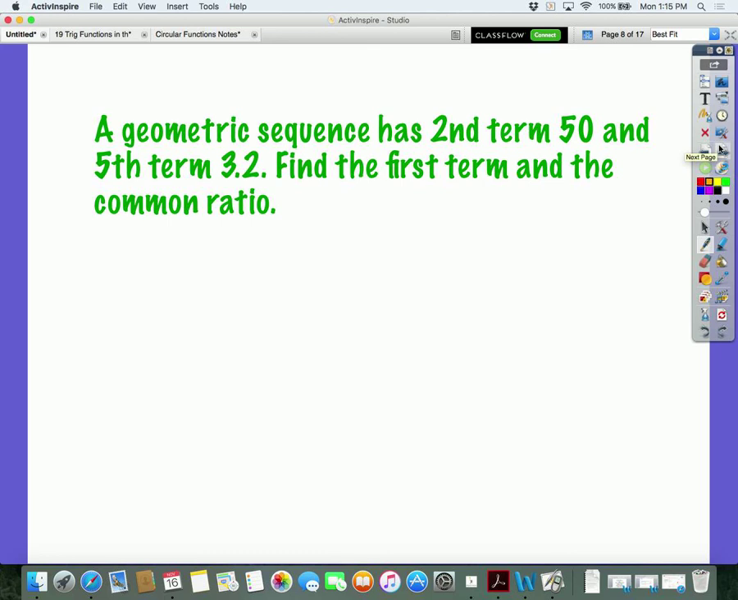Here's one that's similar to that last one of arithmetic that we did. This is a geometric sequence, has second term of 50 and a fifth term of 3.2. Find the first term and the common ratio. What do you think we can do here? Second term. We'll do the same thing with changing the u to 1, but this time we use divide.